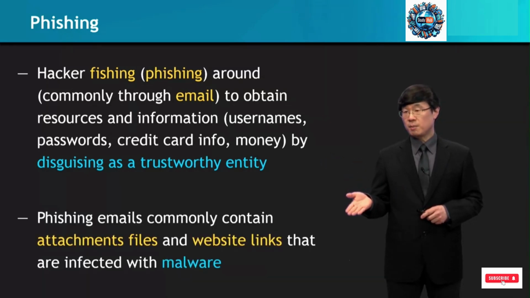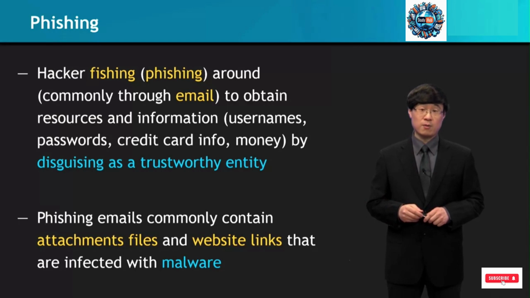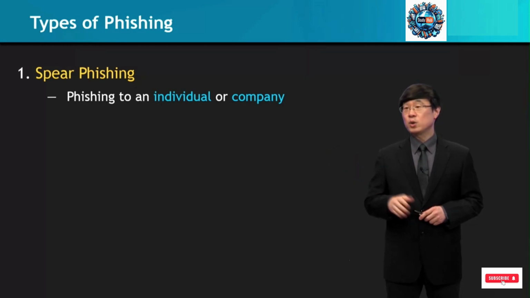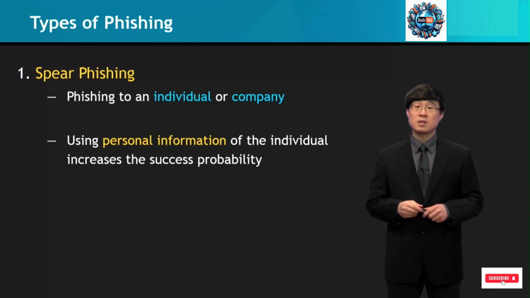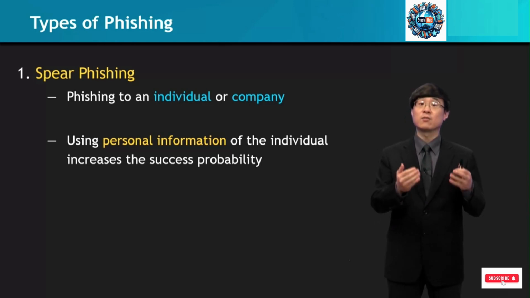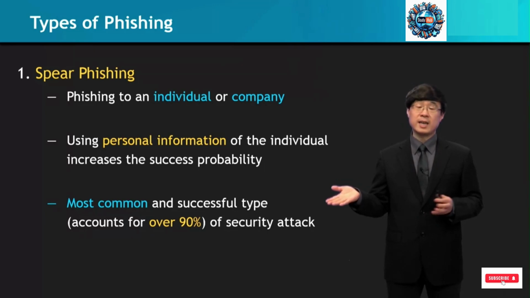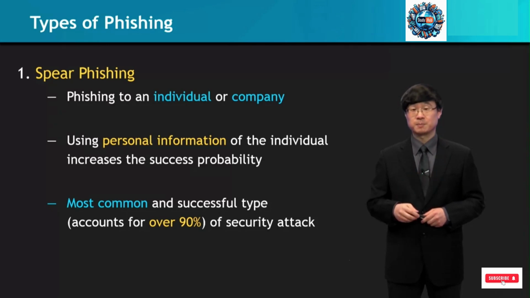Now, phishing emails commonly contain attachment files and web links that are infected with malware, so you have to be very careful. Spear phishing is one type. Here, phishing to an individual or a company, and it uses personal information of the individual to increase the success probability. In other words, with personal information about you, it can fool you. In addition, the most common and successful type of security attacks are phishing, where it accounts for over 90%. And I'm sure throughout the process, you may have experienced this, as I have several times.